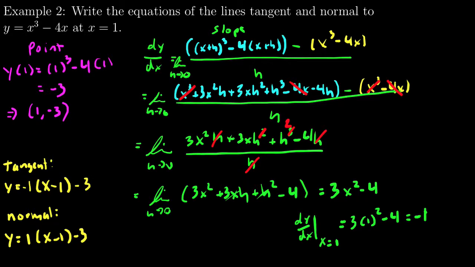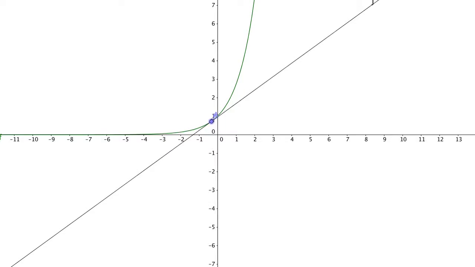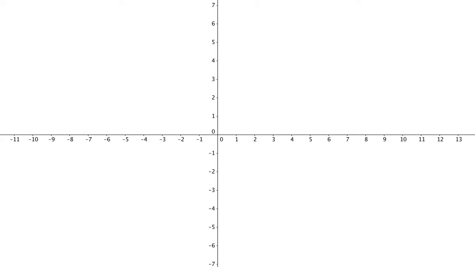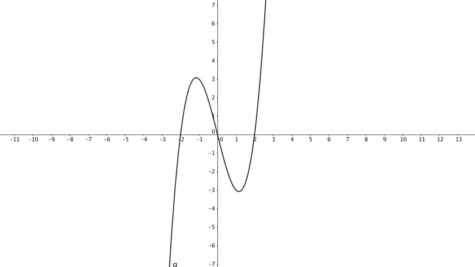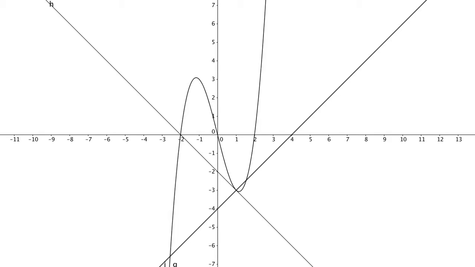And let's look at this graphically to make sure it makes sense. So get rid of these, which was our old example. And now consider this function. Here's my graph. And my tangent line over here at 1, negative 3 is this. Looks good to me. Again, tangent here doesn't mean it doesn't hit somewhere else. And then my normal line should be perpendicular, and lo and behold, there it is.